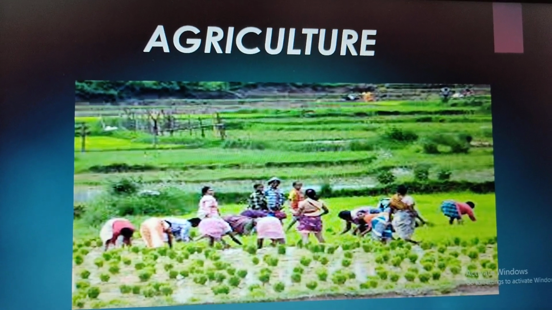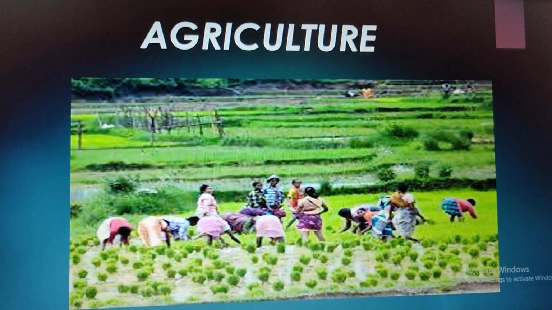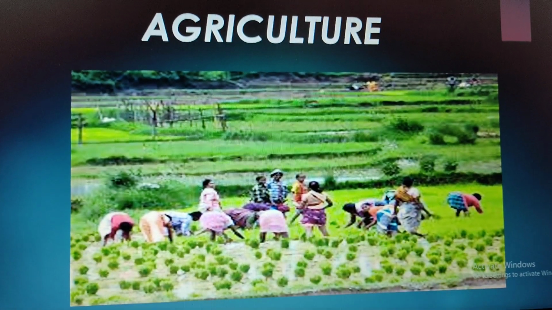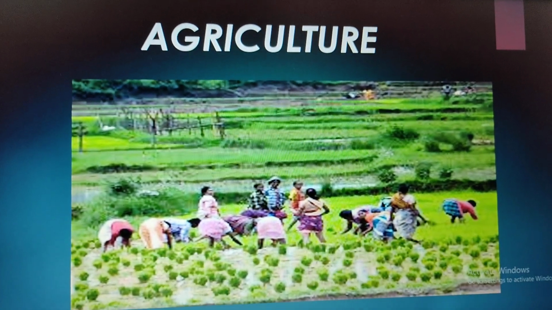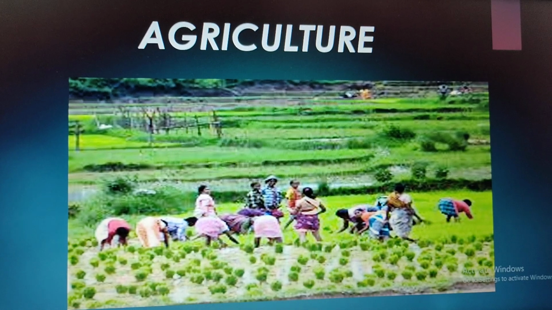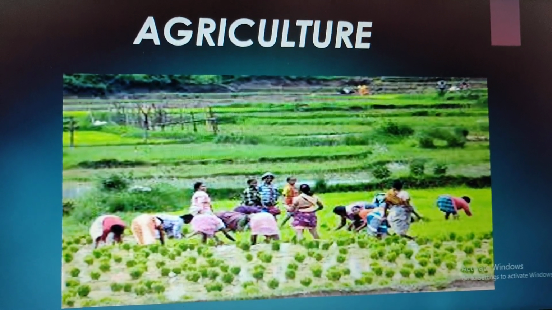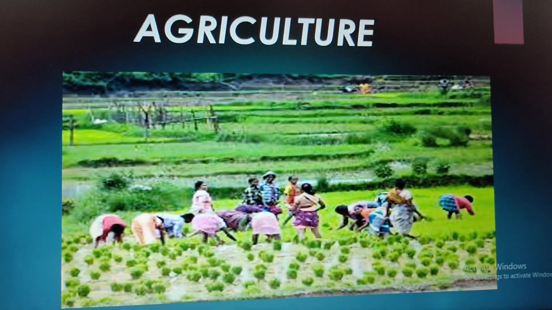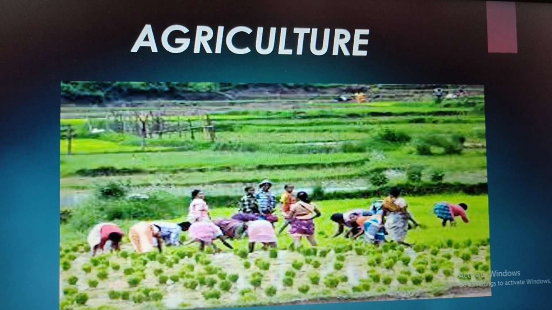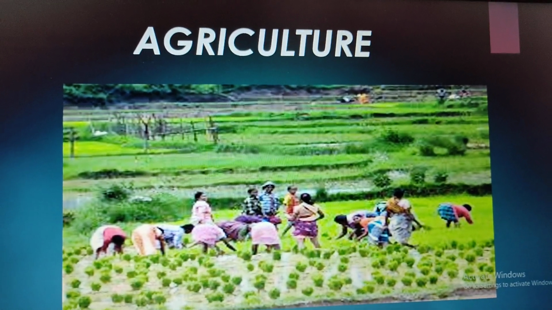As you know, approximately 60 to 70% of the Indian population is still engaged in agriculture. They are engaged in farming. So now we'll be discussing the various types of farming techniques, how farming is done in India, and the techniques through which crops are produced in India.